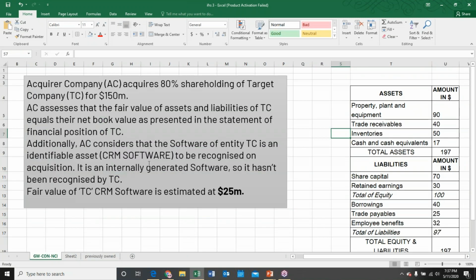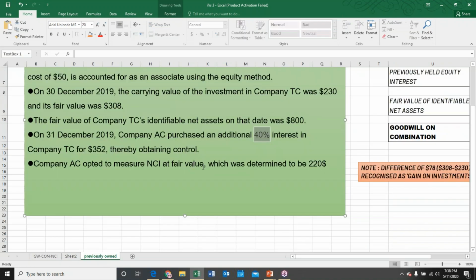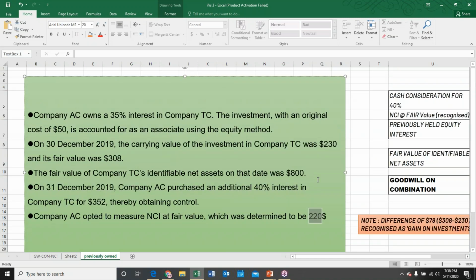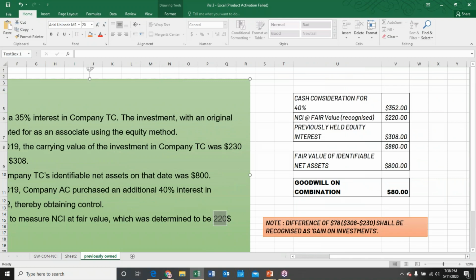In the earlier example, we saw the calculation of NCI as a proportionate interest in net identifiable assets. Here they have measured the NCI at fair value. So the NCI is actually 25%. Whatever shares the remaining 25% holders were holding, they have been valued under the fair value measure, and they have determined the amount as $220. Here, I'll just zoom out.